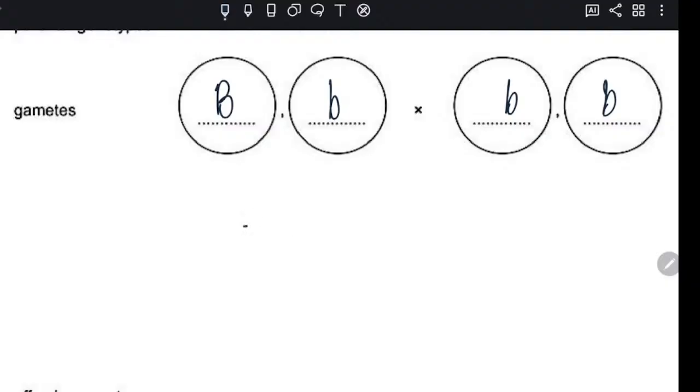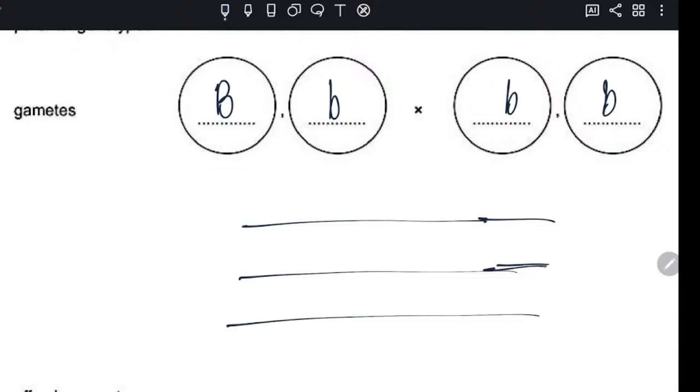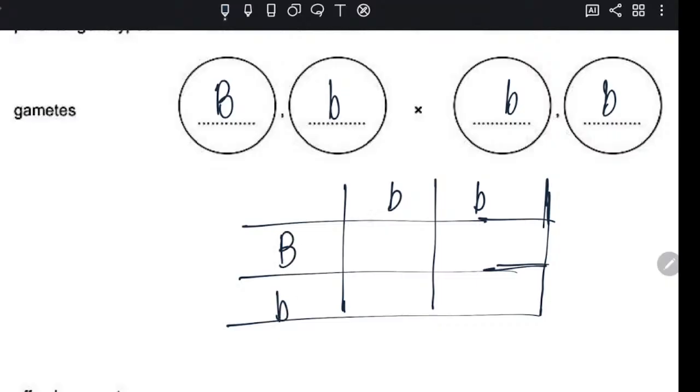So you're going to have 1, 2, 3. Then you have 1, 2, 3 like this. And you have small b, and you have big B, small b. You cross big B meets small b, it'll be big B, small b. Big B meets small b, it'll be big B, small b. Small b meets small b, it'll be small b, small b. Small b meets small b, it'll be small b, small b. Can you see it's a 1s to 1? Because there are 2 of this and 2 of this, which will simplify to 1s to 1.